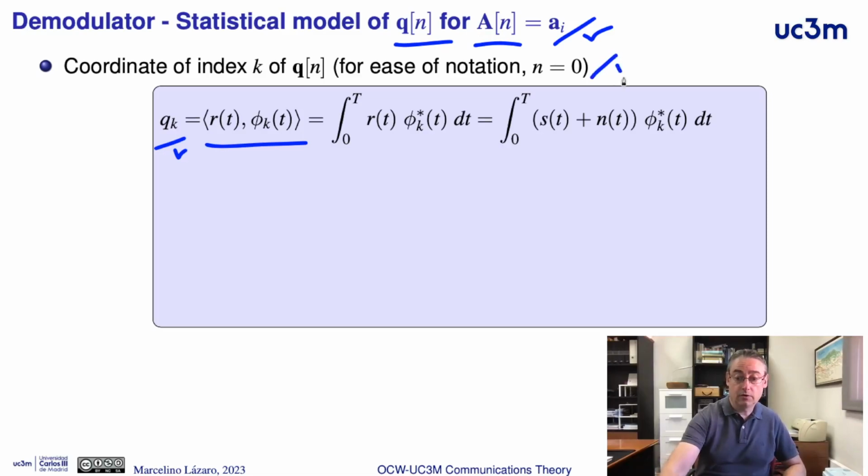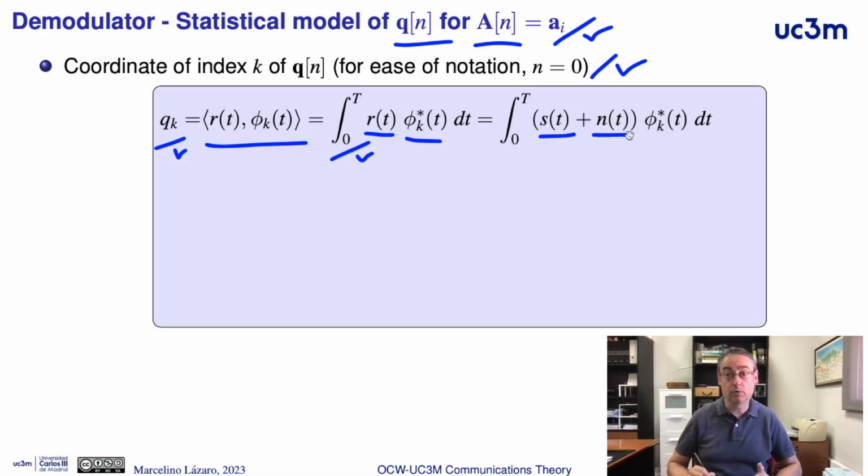For the ease of notation, we consider n equal to 0 here, and in this case the integral is in the first symbol interval, from 0 to the symbol duration capital T. Here we have also considered that the basis in the modulator is adapted absolutely with respect to the channel, and this means that the received signal is equal to the addition of the transmitted signal and the noise. We have a perfect adaptation between the channel and the modulator.